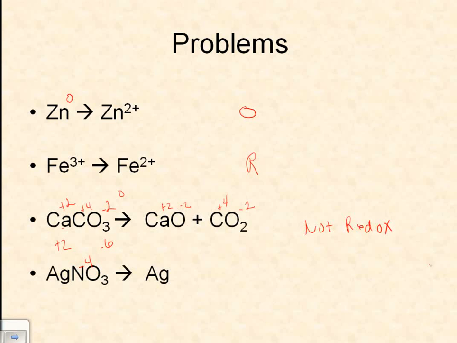Let's look at silver nitrate. Here silver is 0. So here silver is going to be a +1 because it's an ion. Oxygen's a -2 for a total of -6, negative, +1. So my nitrogen must be +5. Now my silver goes from +1 to 0. So the silver is going to be reduced. And that's going to do it for now.